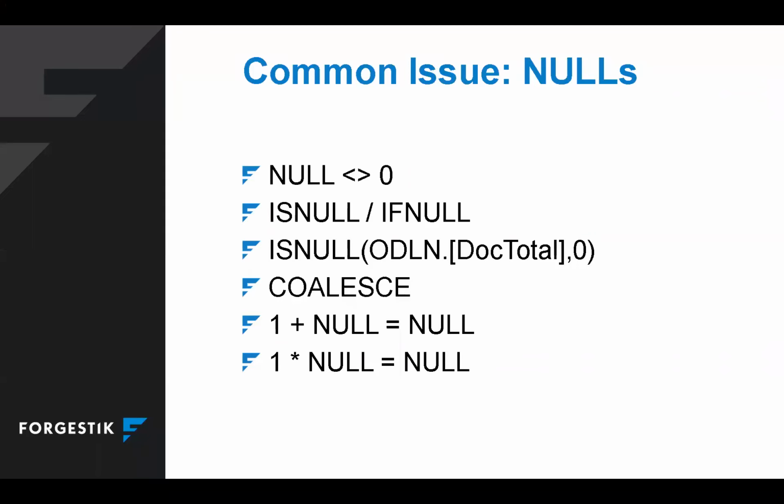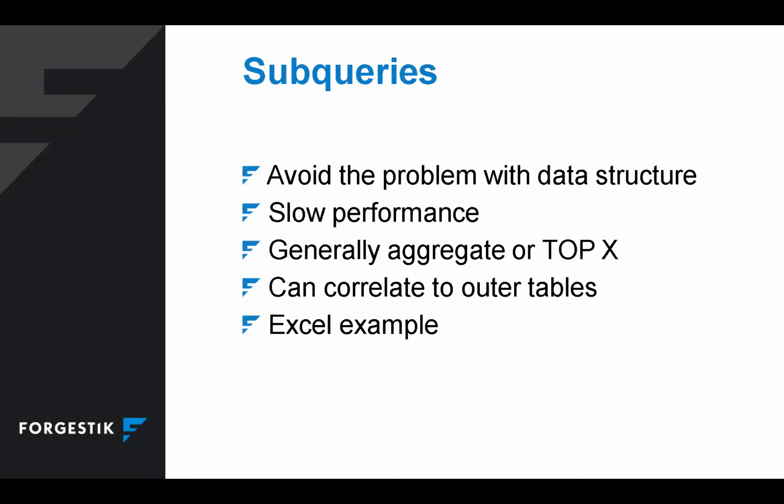So those are a couple common issues I run into, being the table data structure, cardinality, multiplicity, inner and left joins, and null handling. And I'm going to talk a little bit about subqueries. So you can avoid certain problems with the multiplicity thing and the aggregate thing by using subqueries. Some people are subquery holics. They love to use them.